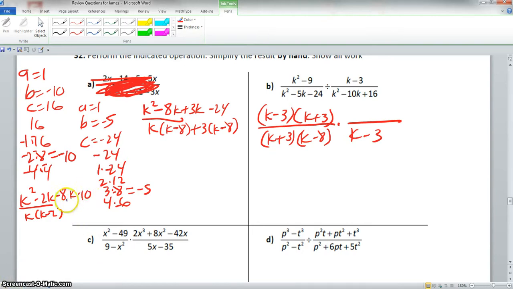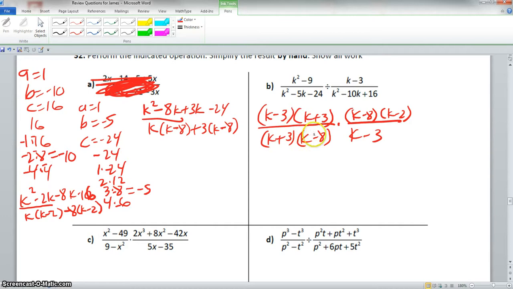Okay, with the second two factors, I made a little mistake here. This last number is supposed to be 16, not 10. So when we group the last two, we could factor out a negative 8, and we had k minus 2. So now we would have k minus 8 in one parenthesis, and k minus 2 in the other parenthesis.